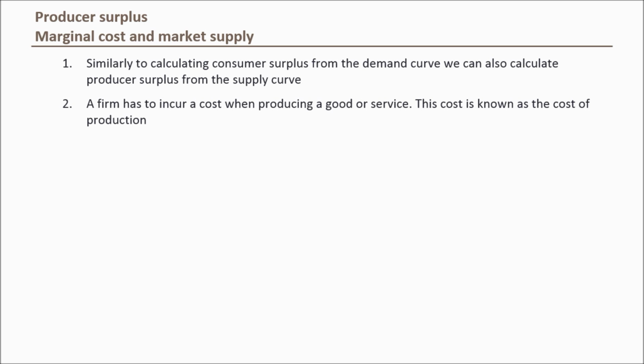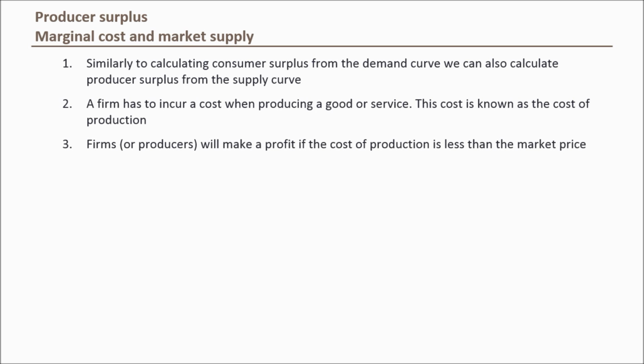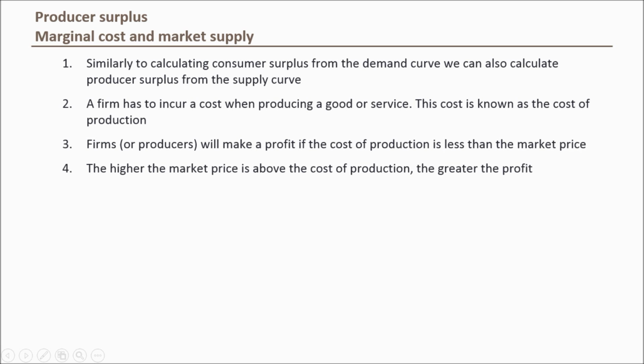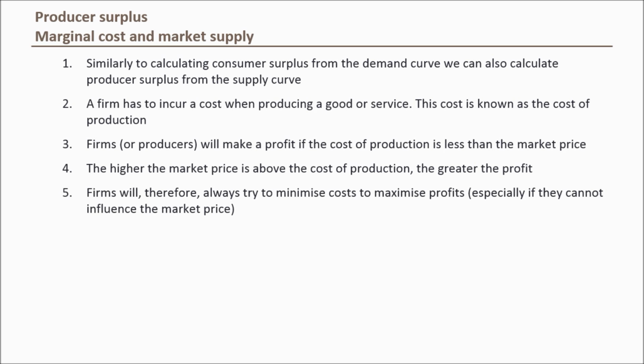When producers of goods and services sell their output, they will make a profit if the cost of production is less than the market price. And more importantly, the higher the market price is above the cost of production, the greater the profit will be. So firms will therefore always try to minimize their production costs so as to maximize their profits. So when looking at the market supply curve, we can think of it as a marginal cost curve.